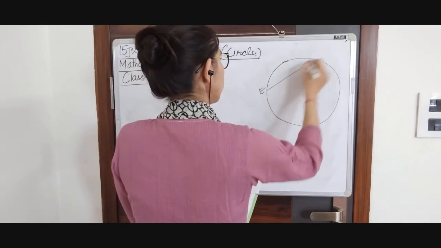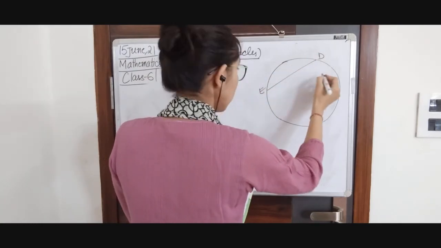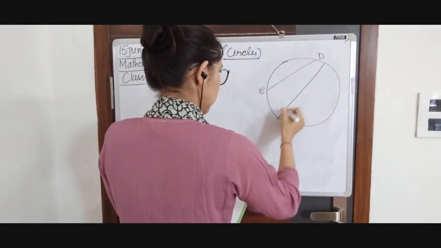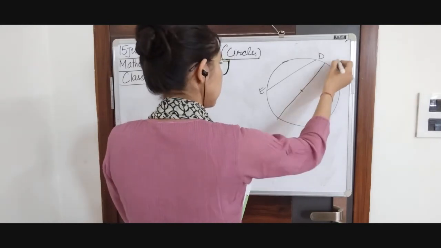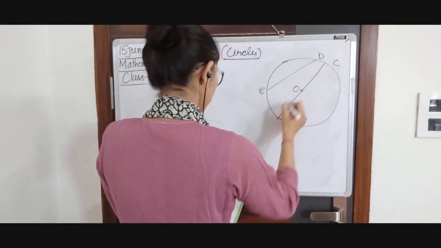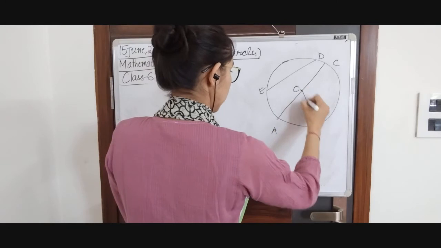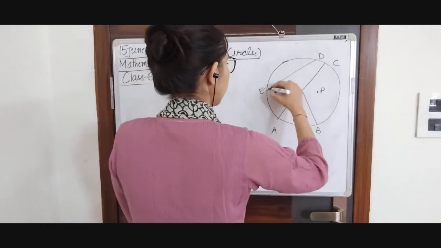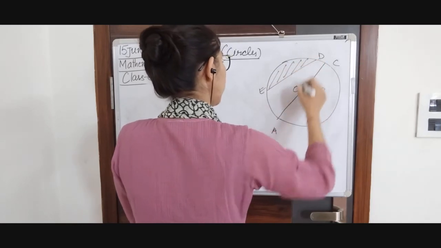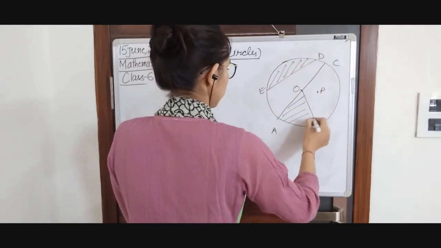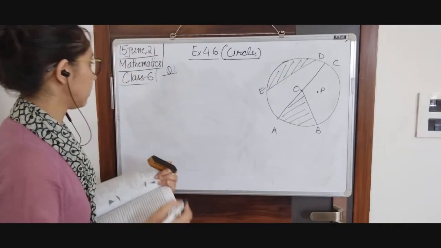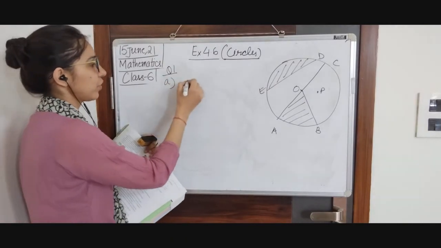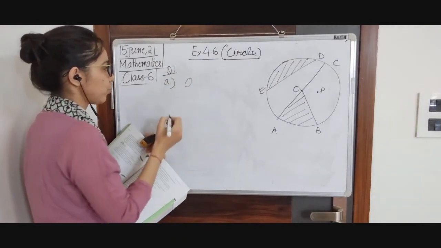Points E, D, C, O, A, B, and this point P, and this part is shaded and this part is shaded. First we have to tell the center of the circle. The center of the circle is going to be point O.